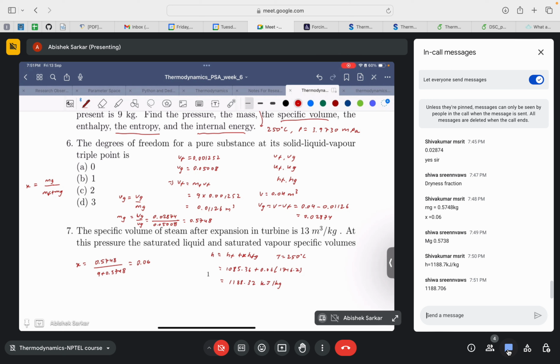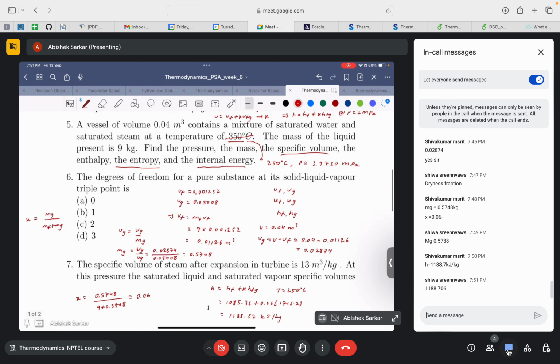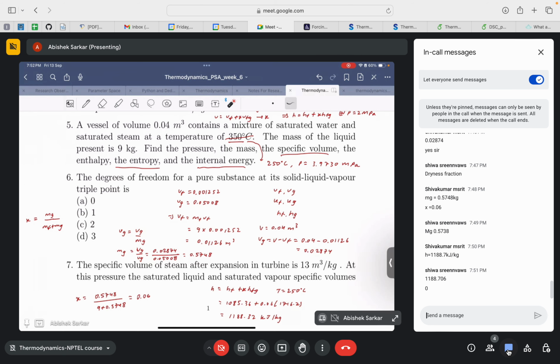Okay, now question number 6. I think I don't need to say it, but just for the sake of knowing, the degrees of freedom for a pure substance at its solid-liquid-vapor triple point is 0. Thank you. It's correct.